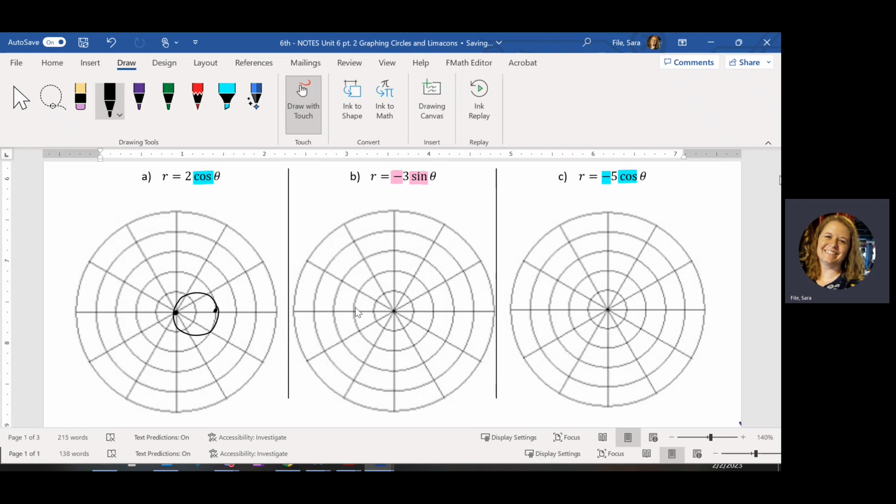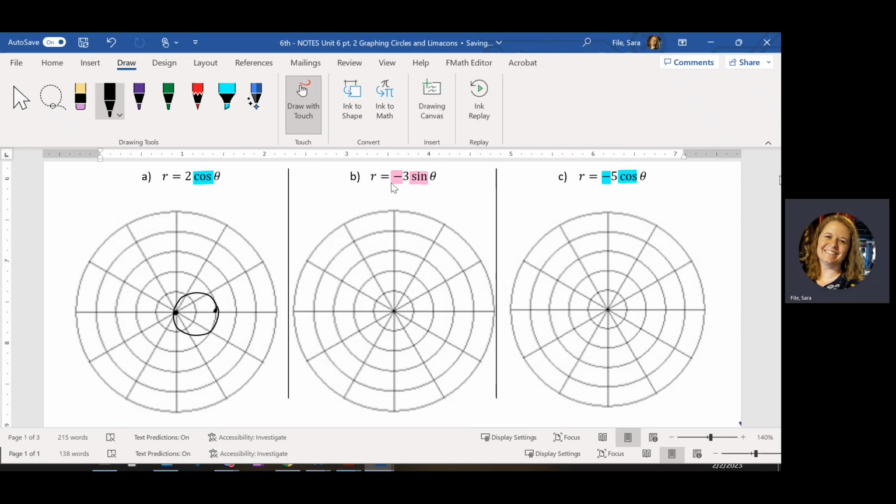Now, it's not going to be perfect. If you would like it to be perfect, if you are a perfectionist like that, I do have a drawer full of compasses over there, and you're welcome to get a compass to help you draw perfect circles, but I'm not worried about it. A sketch is fine.